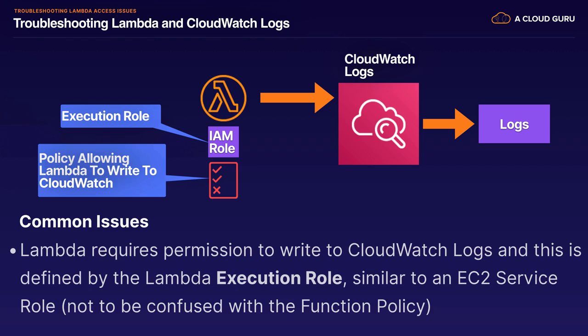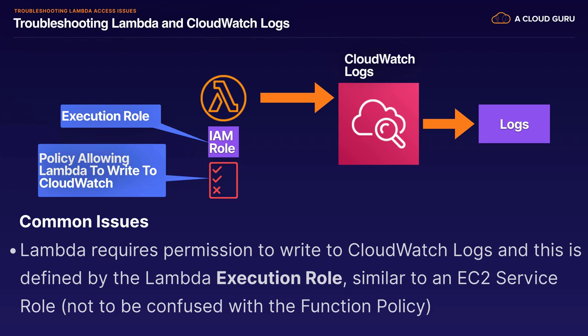So in this first scenario, we have a Lambda function and we want our function to be sending logs into CloudWatch logs. And in order to configure this, Lambda requires permission to write to the CloudWatch logs. And this is going to be defined by the Lambda execution role.